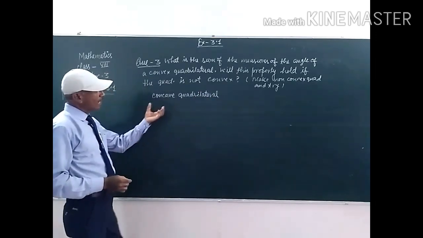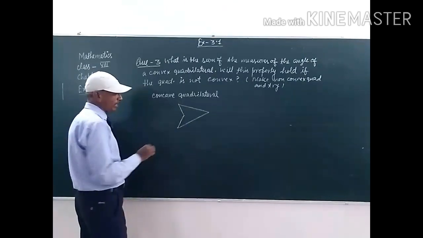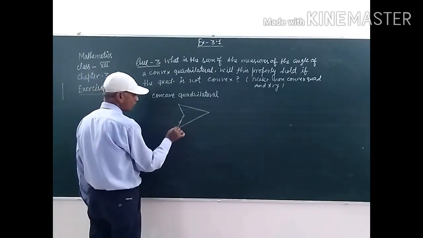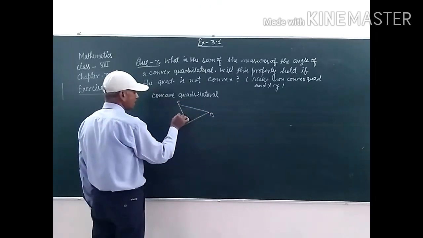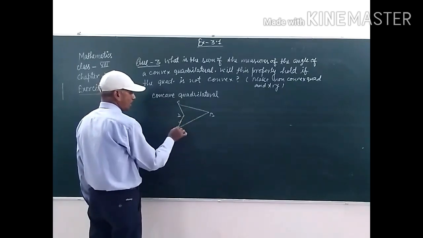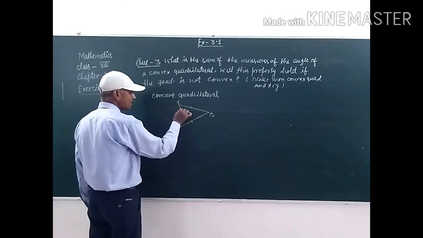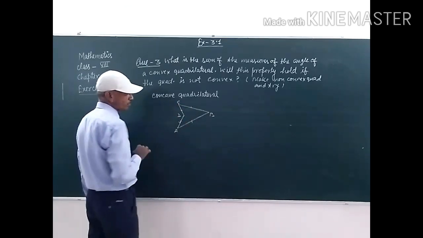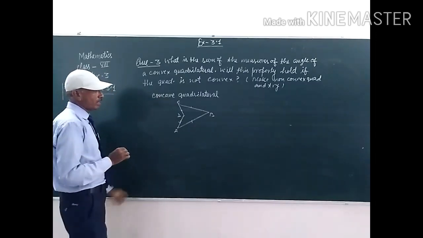So now we have to take a concave quadrilateral, student. This is a concave quadrilateral, student, because it is a four-sided figure ABCD. AB is the first side, BC the second side, CD the third side and DA the fourth side. It is a concave quadrilateral, student.